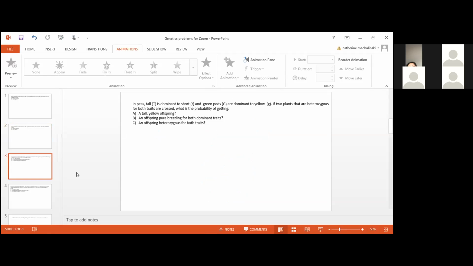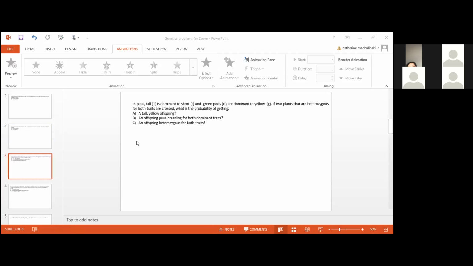All right, so now we have one that's a little bit more complicated. So we have 2 traits this time. We have tall, which is dominant to short, and we have green, which is dominant to yellow. So each parent, each plant will have 2 genes for the height and 2 genes for the color of the pods. So in this case, we have 2 plants that are heterozygous for both traits.